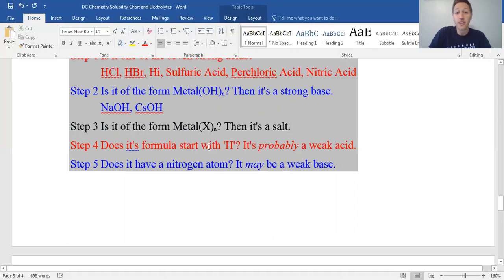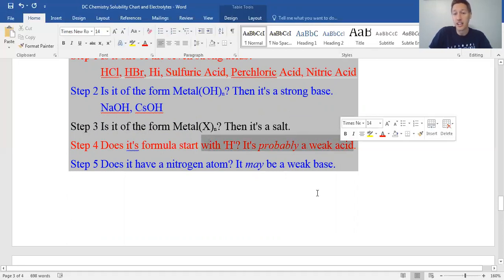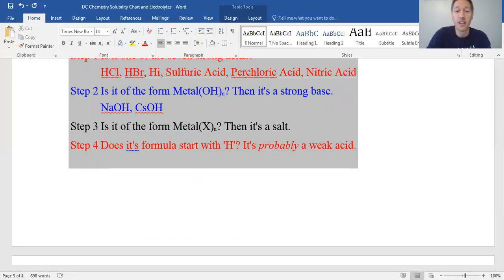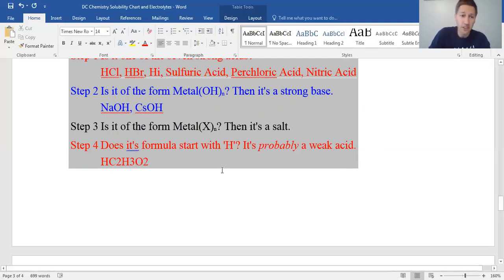Does it start with an H? In general, we put an H on the front of anything when we want to communicate to people that it is a weak acid, like HC2H3O2. Why do we put the H on the front? The H on the front is separated from the other hydrogens because we're trying to tell you something. We're saying it's a weak acid. That is an acidic hydrogen. It will ionize to some extent.